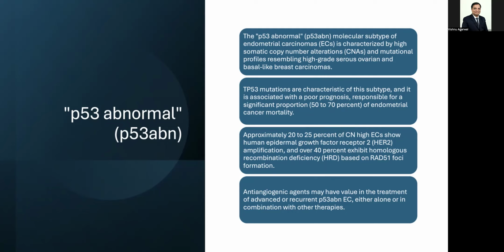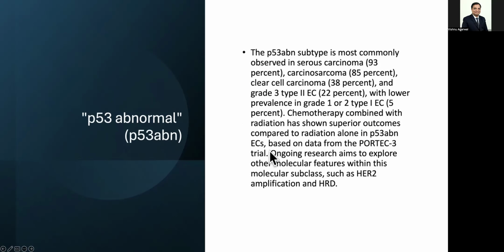And anti-angiogenic agents may have value in the treatment of advanced or recurrent P53 abnormal EC, either alone or in combination with other therapies. P53 abnormal is most commonly observed in serous carcinomas, 93% of serous carcinomas, carcinosarcoma, clear cell carcinoma, and grade 3 type 2 endometrial cancers, but it has a very low prevalence in grade 1 or grade 2 cancers.